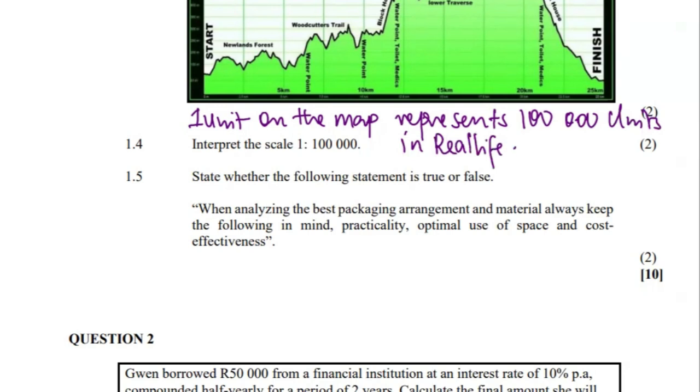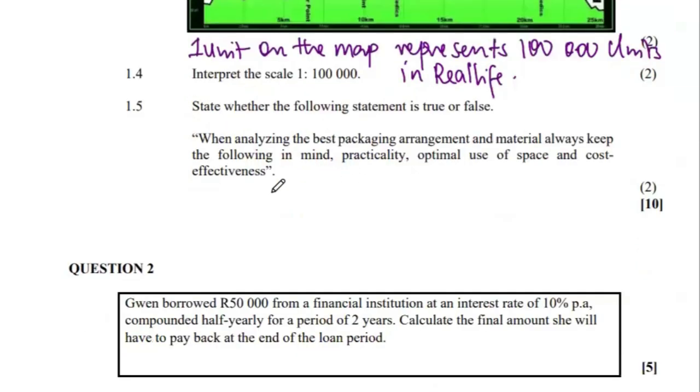State whether the following statement is true or false. When analyzing the best packaging, arrangement, and material, always keep the following in mind: practicability, optimum use of space, and cost effective. Which is true. 1, how practical is it? 2, optimum, how much space will it use? 3, how much will it cost you? All right, look at question number 2.